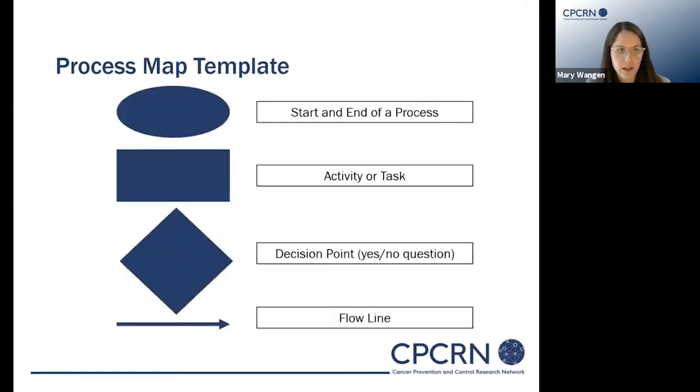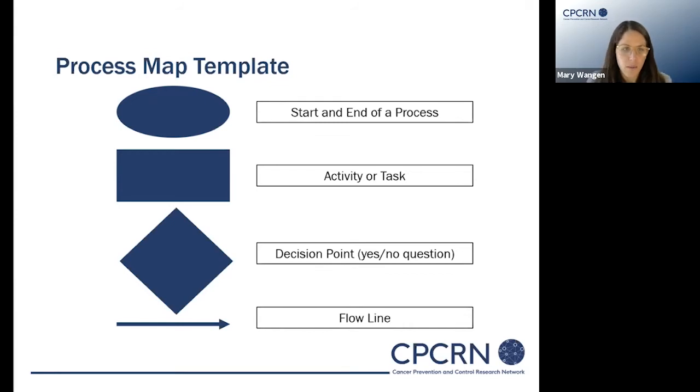So this is a template that we'll use to create a process map. It's very standard. It's from the Institute for Healthcare Improvement. In this example, the oval shape will signify the start or the end of a process, and the rectangle signifies an activity or a task within the process. And then if you get to a diamond, it represents a stopping point where you need to make a decision or answer a yes/no question that will determine which direction you go on the map.